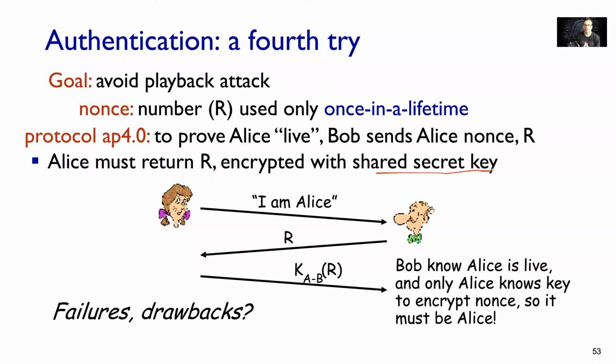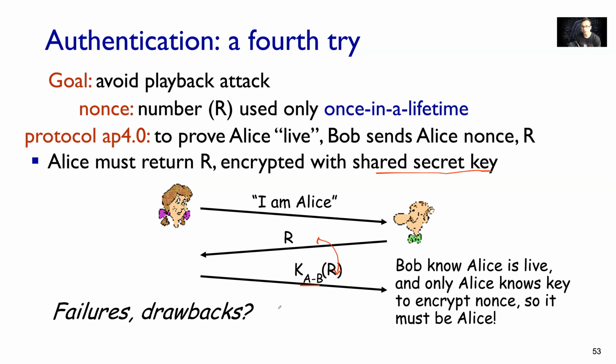Alice encrypts this message using this shared key that only she and Bob know. Bob receives this. Since Bob knows this shared key, Bob would do the decryption, and Bob would get back this same R, right? If it indeed came from Alice. So that's how it works.